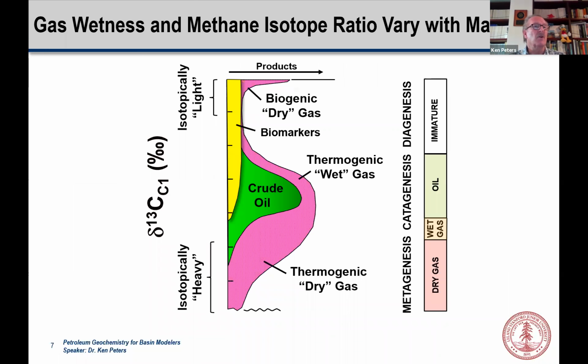Again, this is a summary of the table I showed you a little bit earlier. Biogenic dry gas occurs at shallow depths. You need a special mechanism to trap that biogenic methane. Thermogenic dry gas also occurs, but it's isotopically heavy in carbon. And then we have the oil window here, catagenesis. We generate gases associated with that too, and they show intermediate isotope compositions.